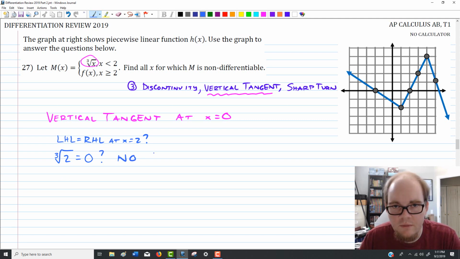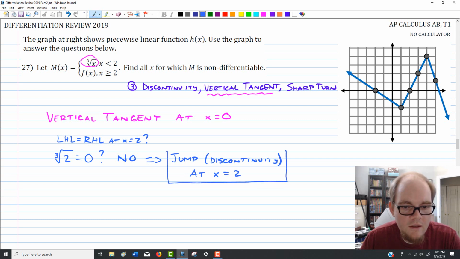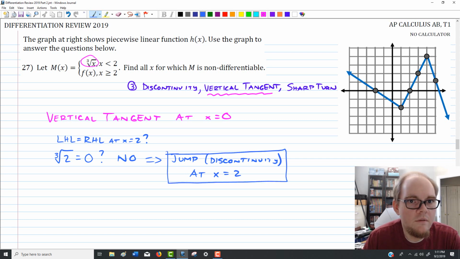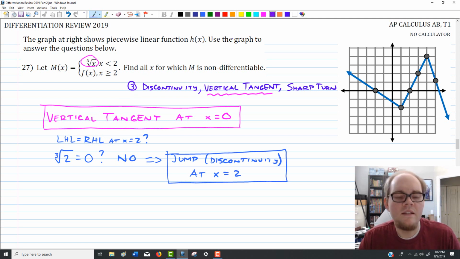So what that tells me is we don't even need to worry about the slopes at those points. Like that didn't end up mattering at all. What we've found is that there is a jump, aka a discontinuity, at x equals 2. So there was our second non-differentiable point. Our first one was right there.